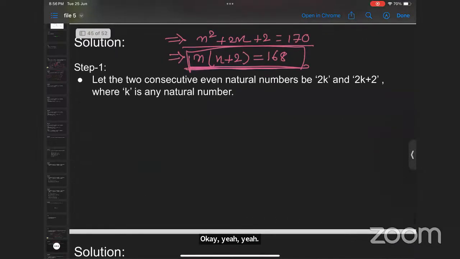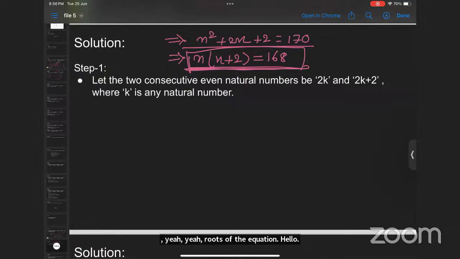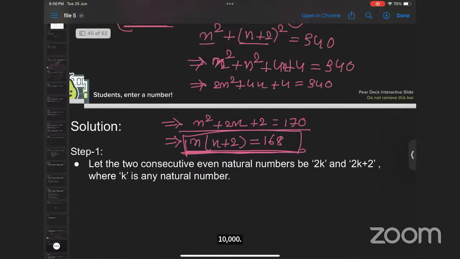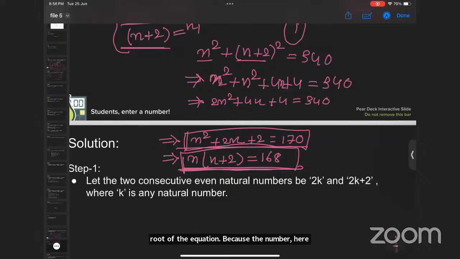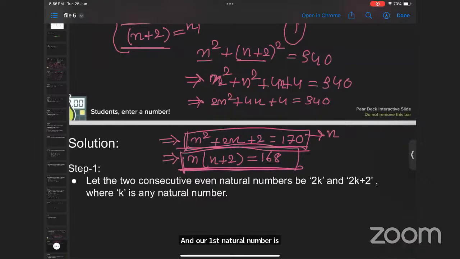Now, if you have any doubt, you can ask. Ma'am, how to find that number? The number is just the root of the equation, because here we got an equation with n, right? And our first natural number is n. So if we find the value of n from here, what's the answer? The answer is 168, the product of these two natural numbers.